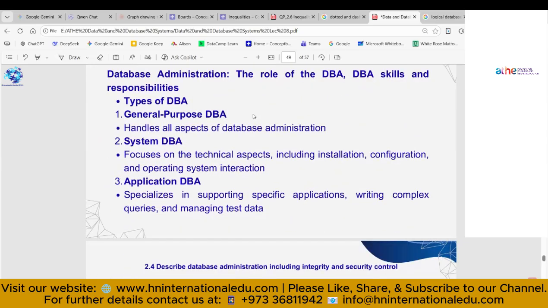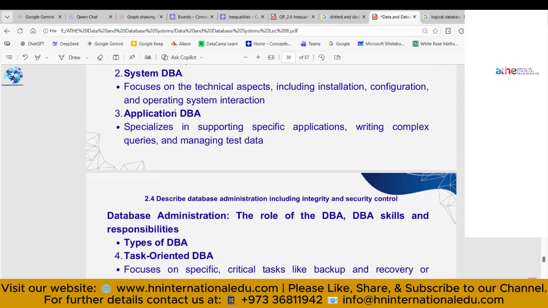Next is the types of DBA. So first one, we have the general purpose DBA. That means this DBA handles all aspects of database administration. Then is system DBA. So this system DBA focuses only on the technical aspects, including the installation, configuration, and operating system interaction. Then we have the application DBA.